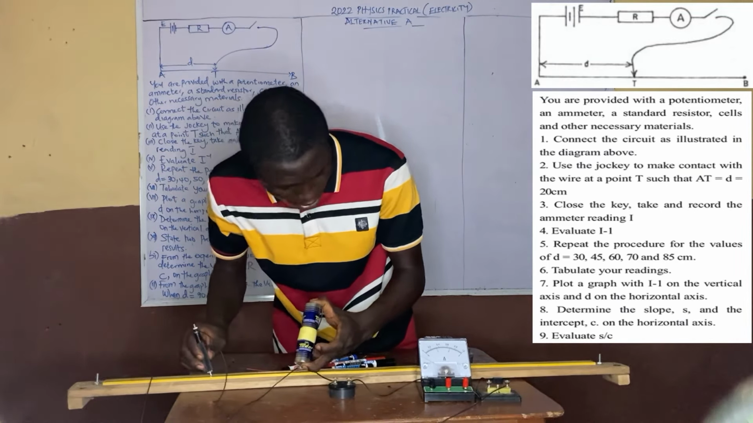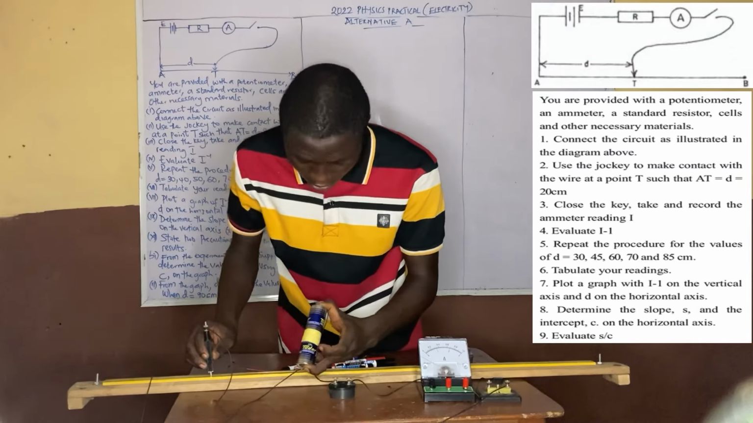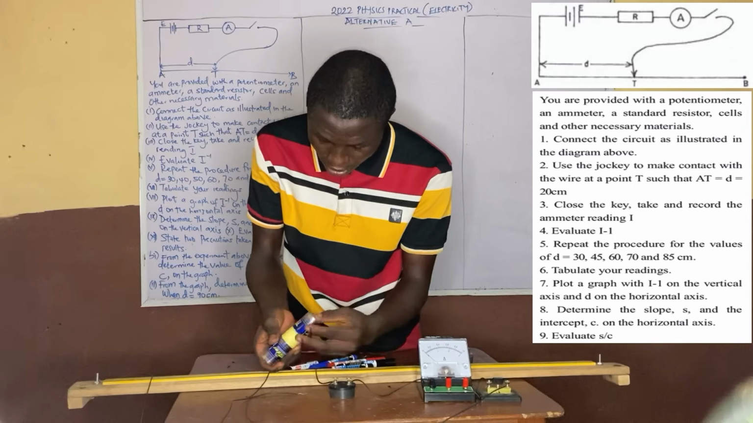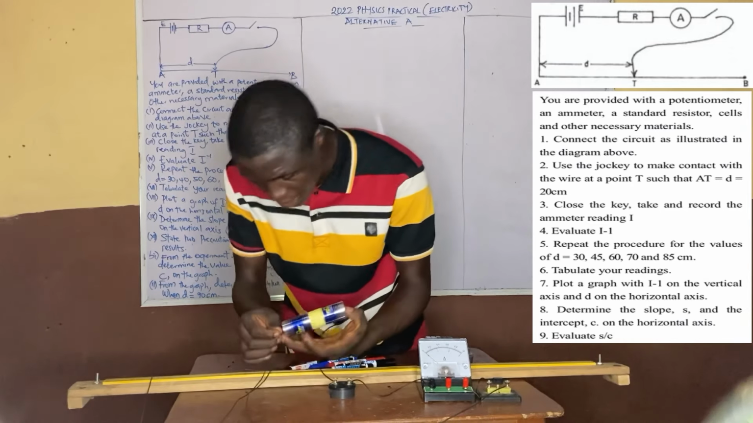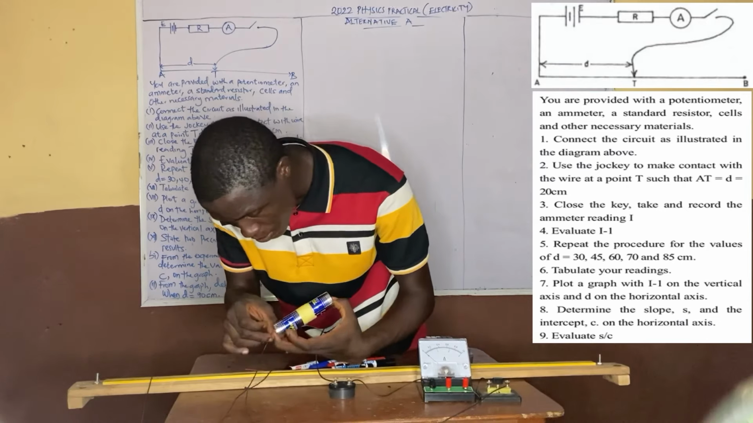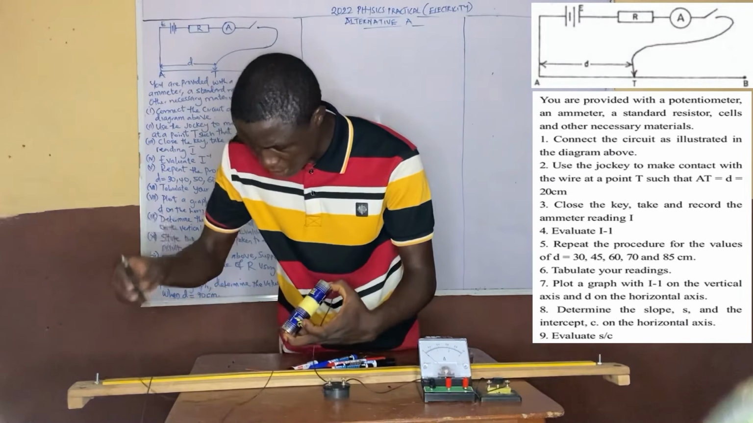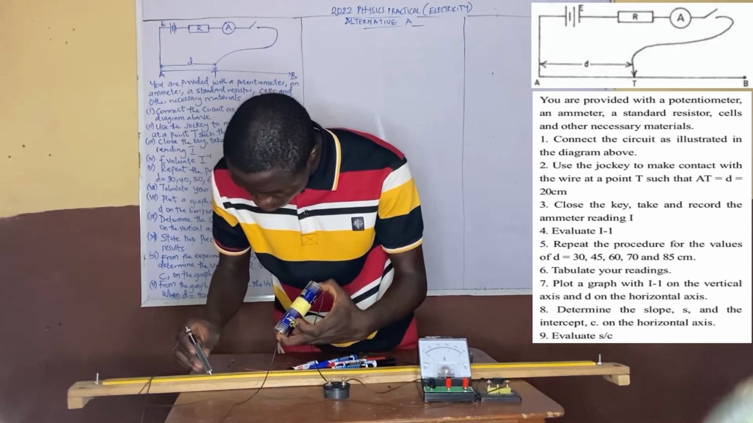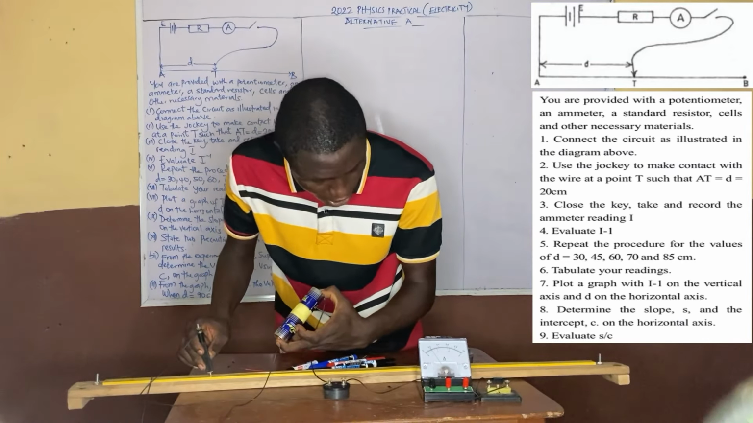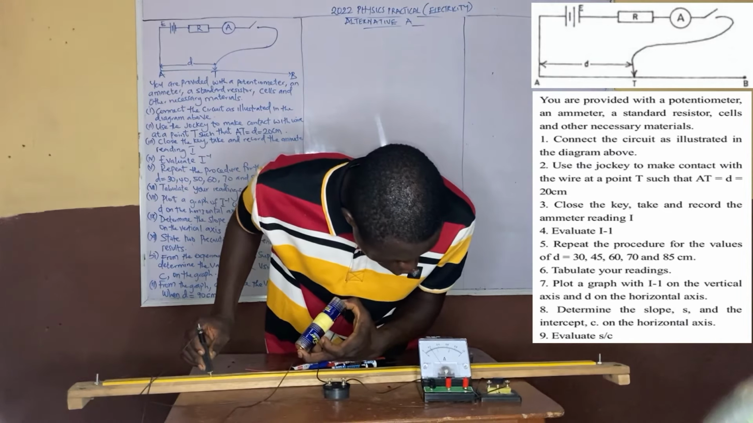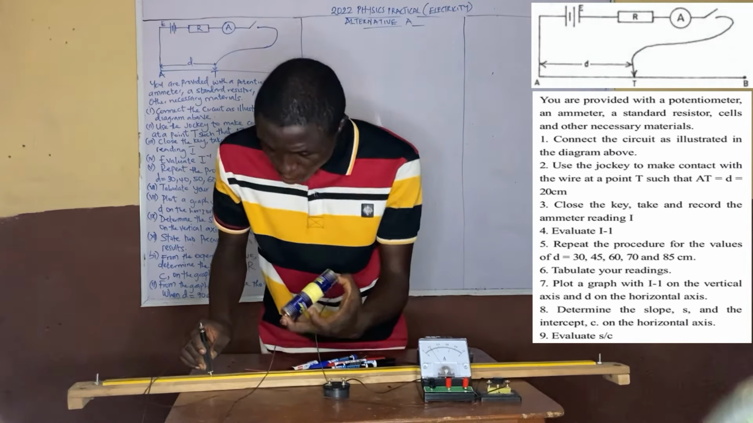This 20 centimeter, you have to connect to it. This is negative and this is to the positive. So this one positive, this one negative. So now connect to 20. Can you see now the reading here is 0.2 ampere.